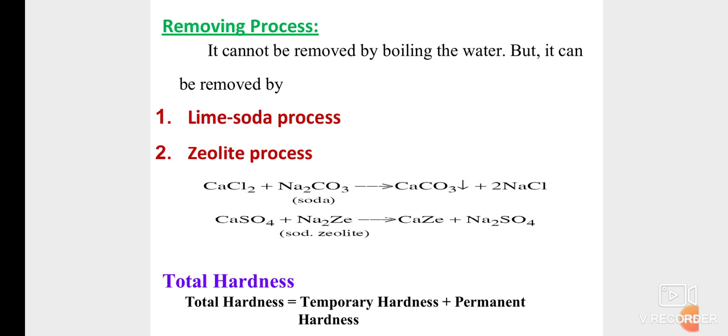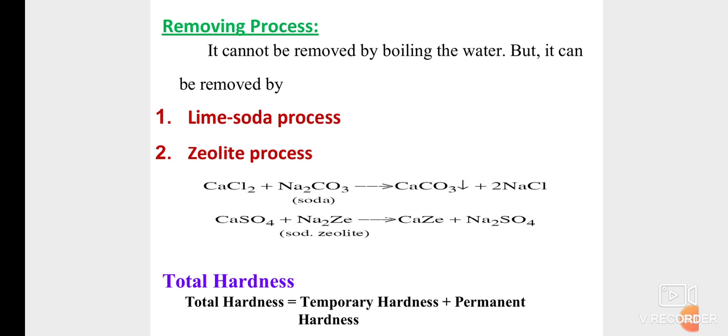Why are they called temporary hardness producing salts? Even at boiling, the carbonate salts are easily removed from the water, so we call them temporary hardness producing salts. Another name for temporary hardness producing salt is carbonate hardness or alkaline hardness.